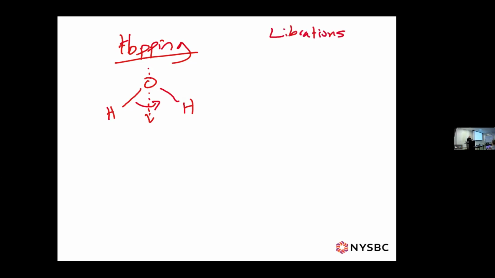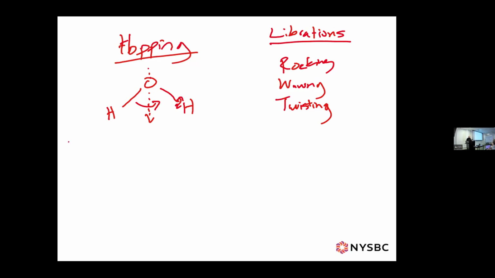There are librations that are happening. So you have what are called rocking, waving, and twisting motions of this OH bond. So now the question is, which of these motions do you think is causing this averaging of the quadrupolar coupling?